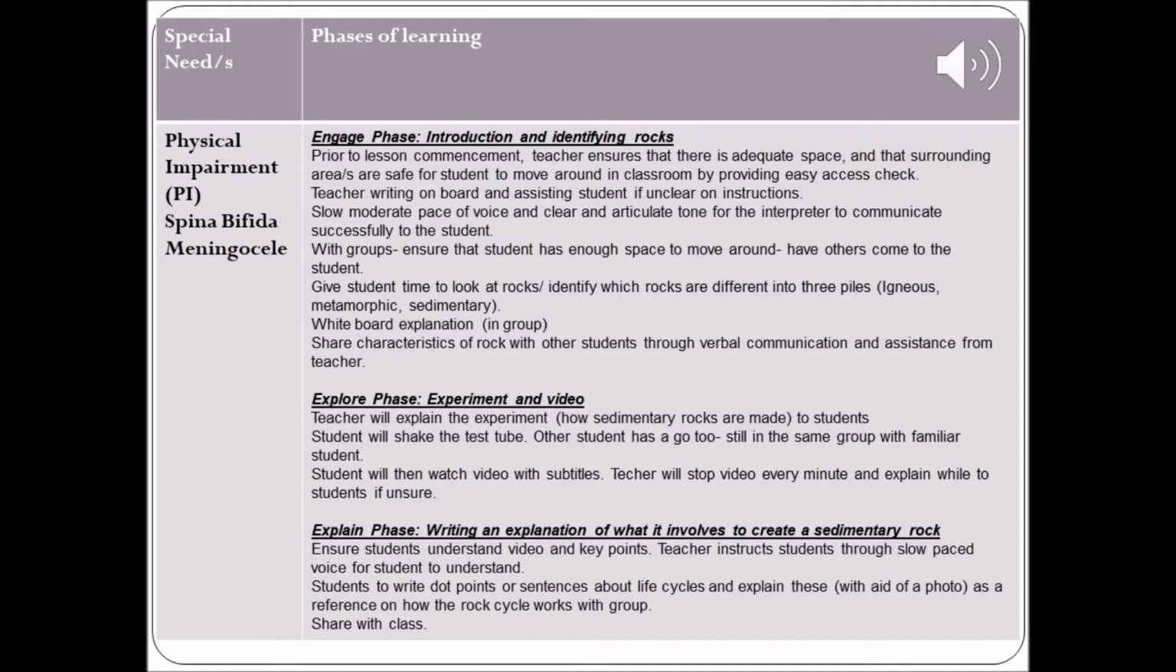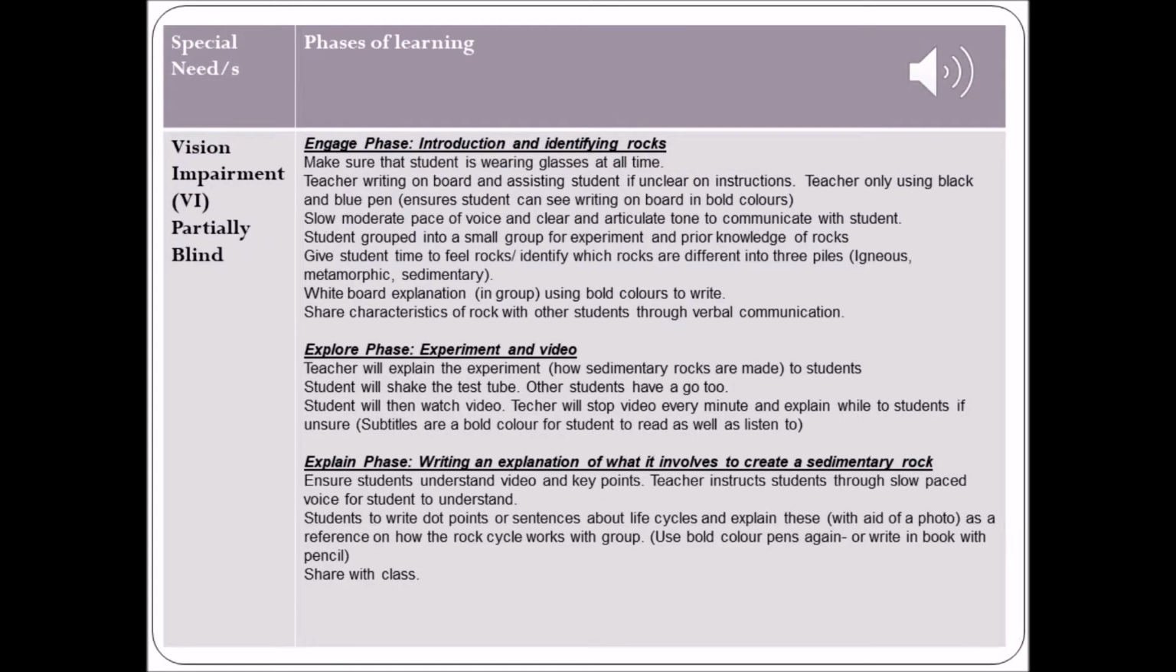In the explore phase, the teacher will explain the experiment to the students and the students will complete the experiment. Then they will watch a video with subtitles and explain what is going on in the video. In the explain phase, the student will be writing their explanation with their group about the rock cycle and explaining this with the aid of a photo if they'd like on how the rock cycle works, and this will be shared with the class. The last student in our example has a vision impairment, being partially blind.